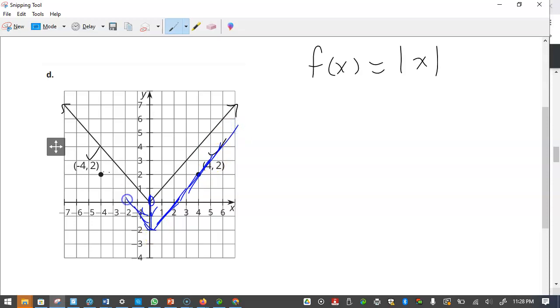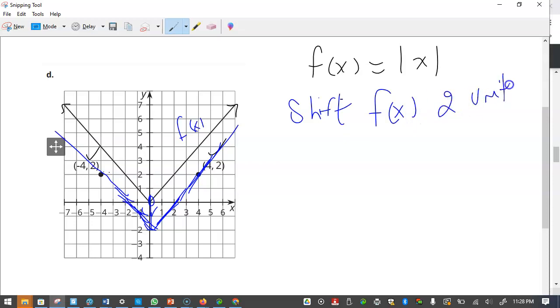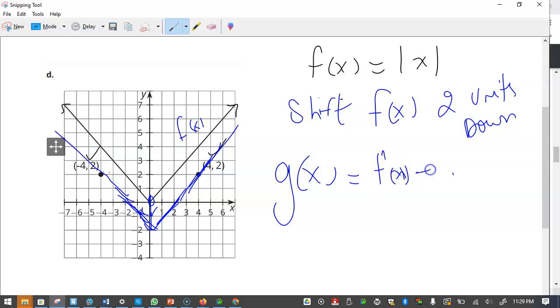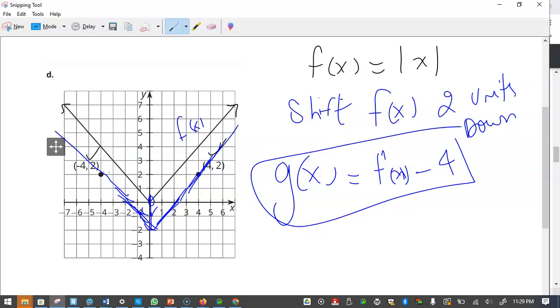Okay? So just by shifting, if this is the f of x, shift f of x 2 units down, 2 units down, and that's it, and it goes. It means the new function is nothing but the original function, which is f of x, but this time you are putting -4. That's what you're supposed to write. If you really want to use this way, the new g of x is nothing but you put the absolute value function, put a -4, you're done.